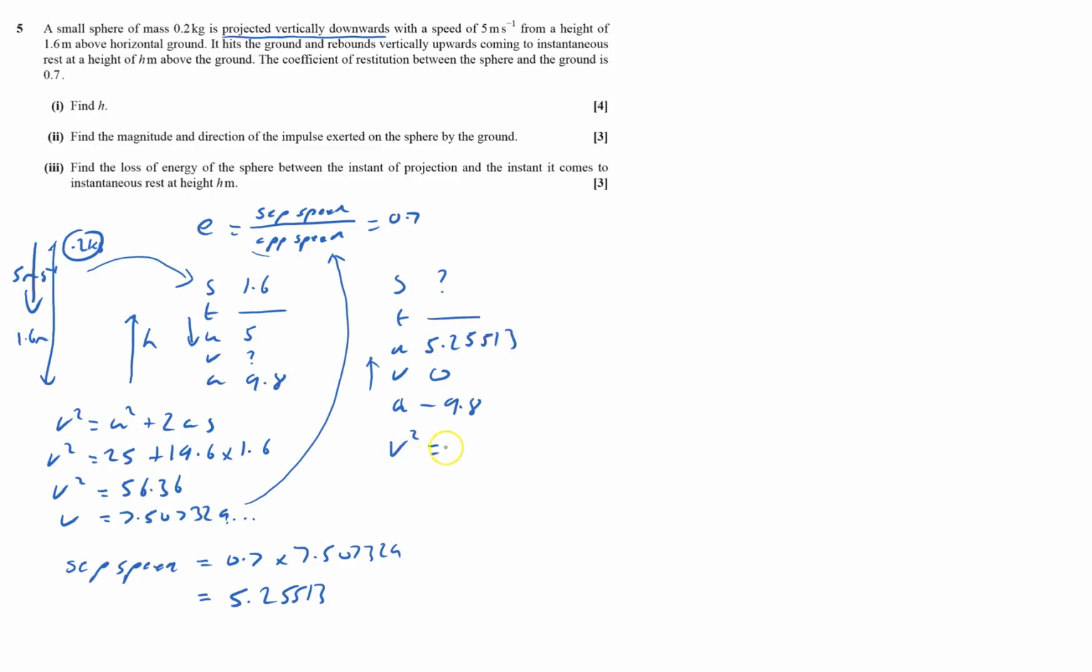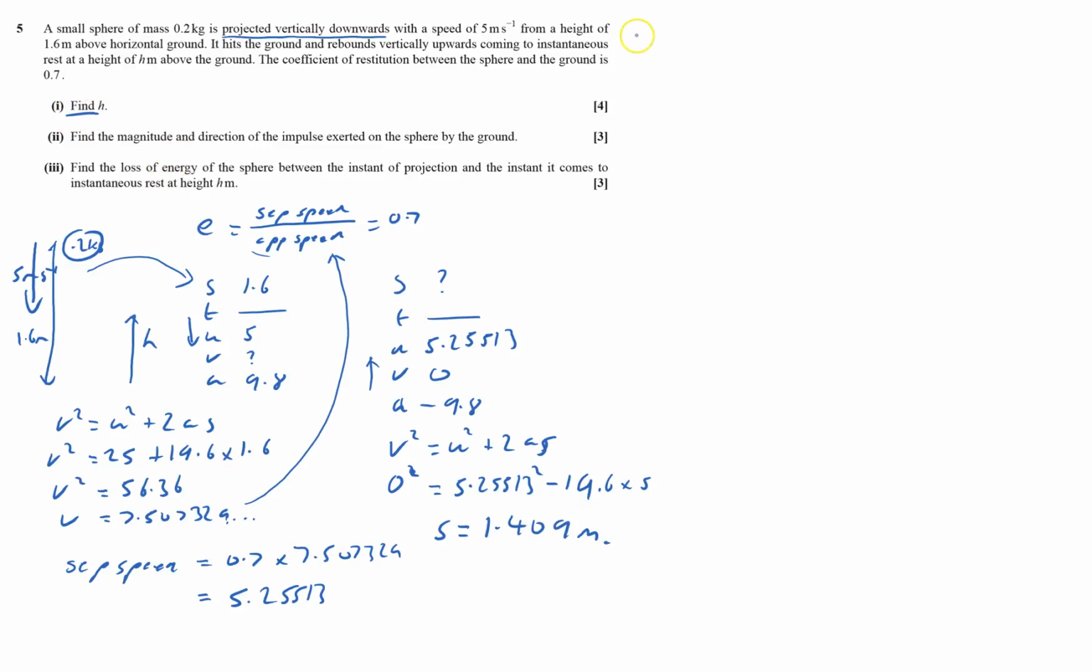Now I can do it. I've got v squared equals u squared plus 2as. Don't care about t. So v squared is 0 squared equals 5.25513 squared, a is negative here, minus 19.6 times s. And so I get s equals exactly 1.409 meters. So I found h.